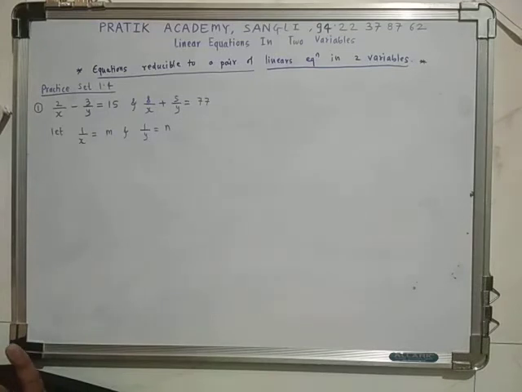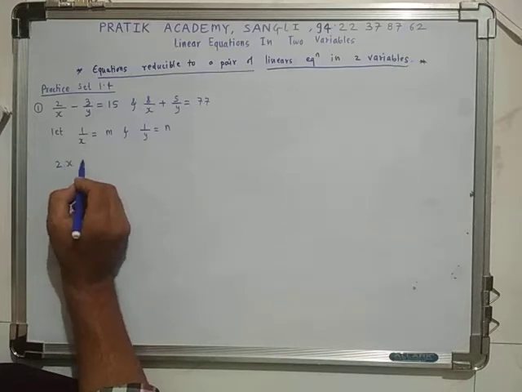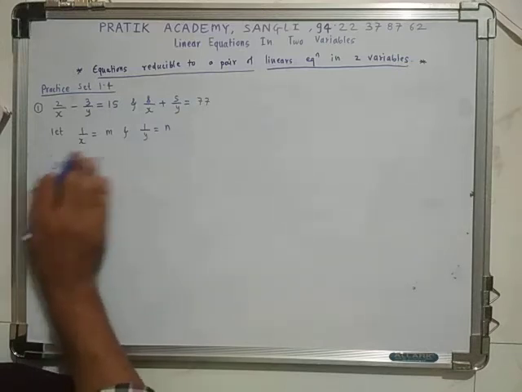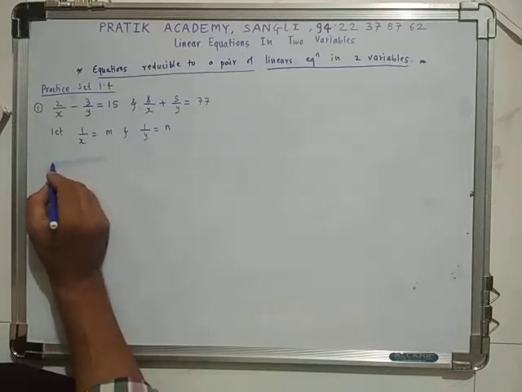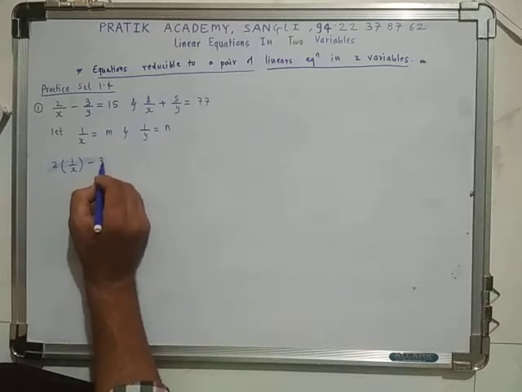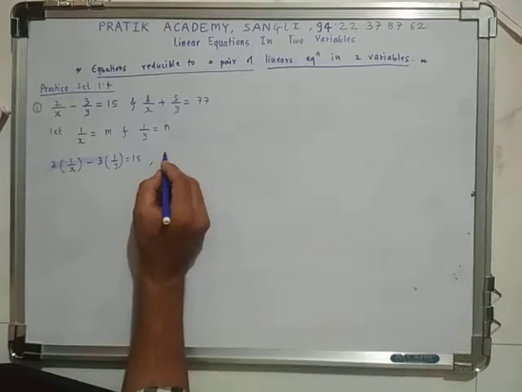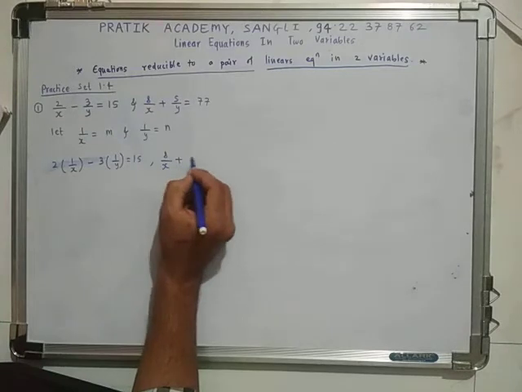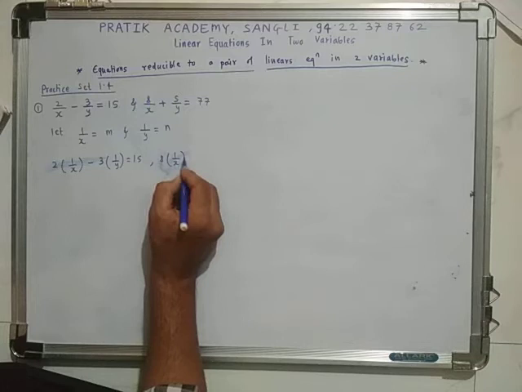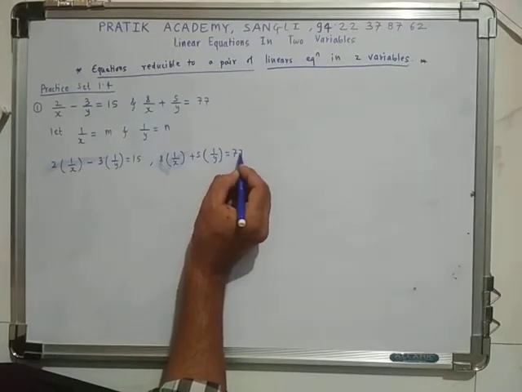This is the step. Simple. So here I will add one more step. These equations can be written as 2 into 1 upon x minus 3 into 1 upon y is equal to 15, and 8 into 1 upon x plus 5 into 1 upon y is equal to 77.